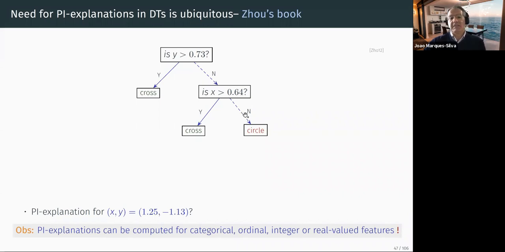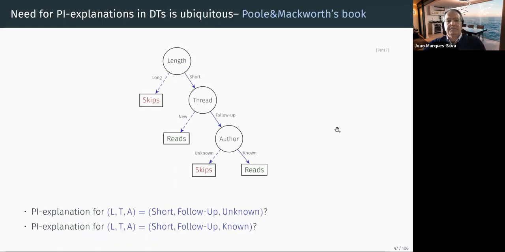Very good. Several people immediately said yes, because as long as x is greater than 0.64, again, I don't care. If y is greater than 0.073, cross, fine. Otherwise, it's no, fine, but then because of x, it's cross. So essentially here, the PI explanation would be just x. And notice that this example is also interesting because it really does not matter. So here we are using real valued features. It doesn't matter, okay? Again, I define this for Boolean variables, but we can generalize it for real valued or integer valued features. Yes?